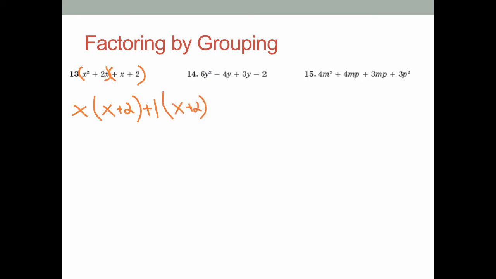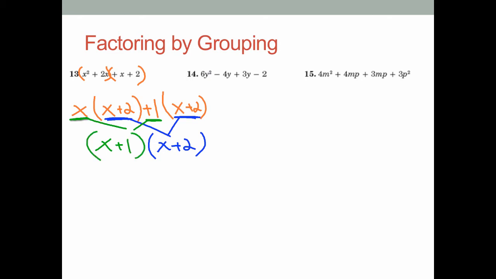You'll notice that when I say factor by grouping, these 2 parentheses are going to come out to be exactly the same. So what I do is I combine them to 1. And then this combines down to x plus 1.